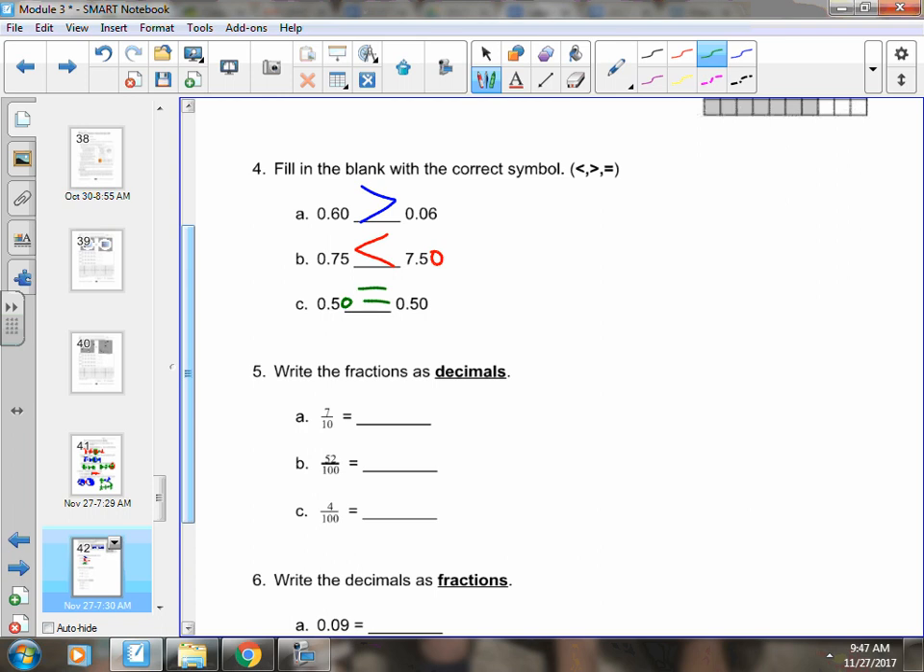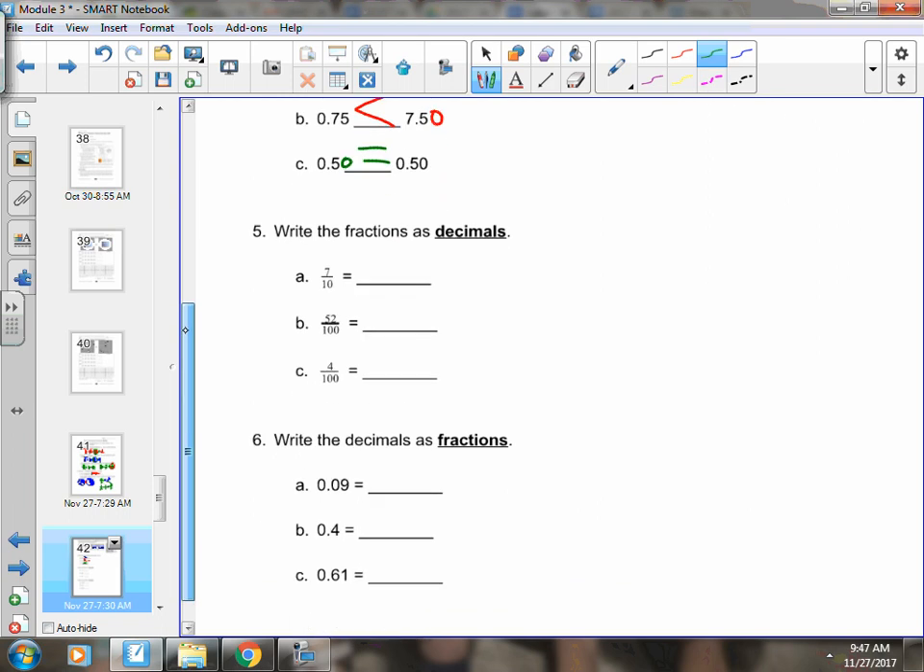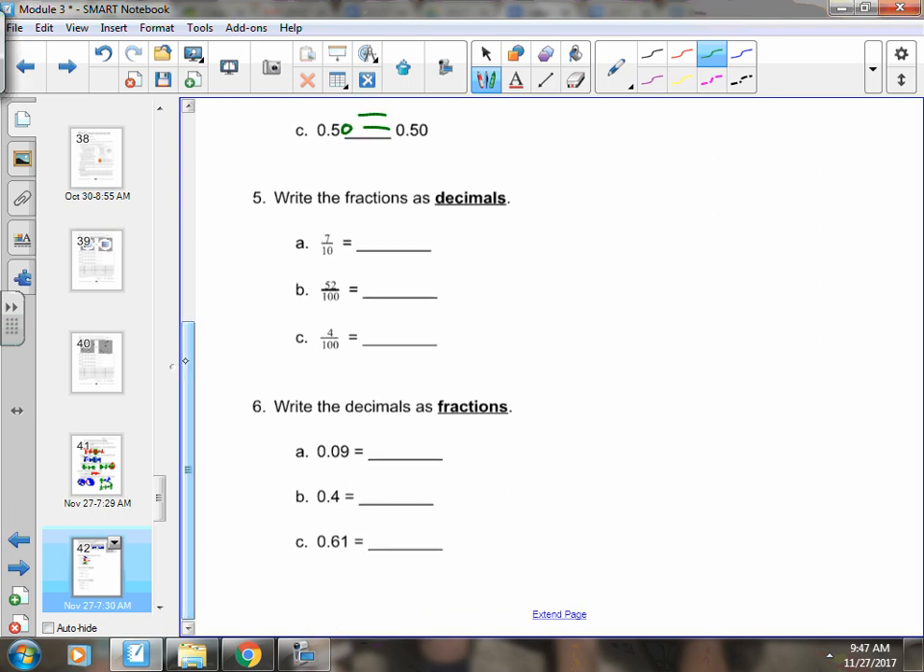Number 5, write the fractions as decimals. 7/10. Some people go like this and put a line for the 10ths place. And I know I need a 7 in the 10ths place. 7/10 is a 7 in the 10ths place. 52/100. Again, some people go 10ths, 100ths, and they go up to the 100ths place, and then they just have to fill in the blanks.